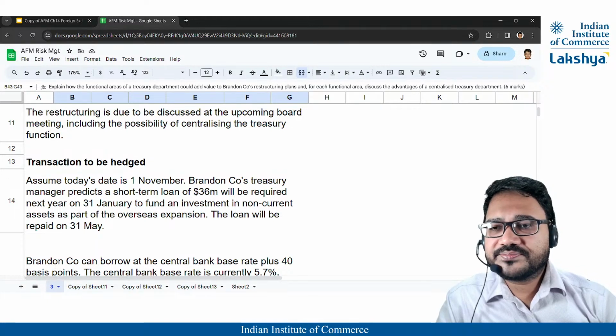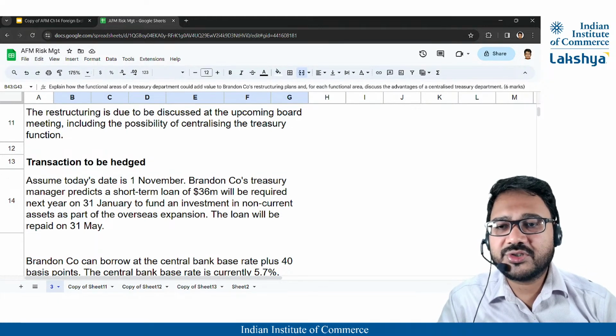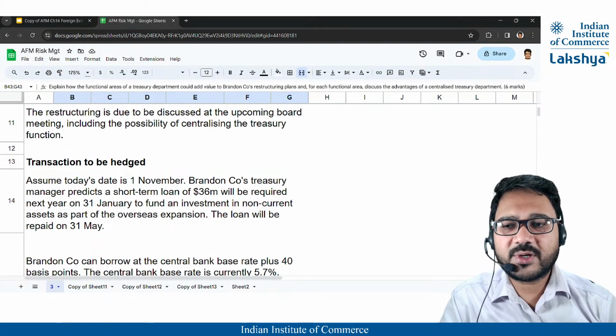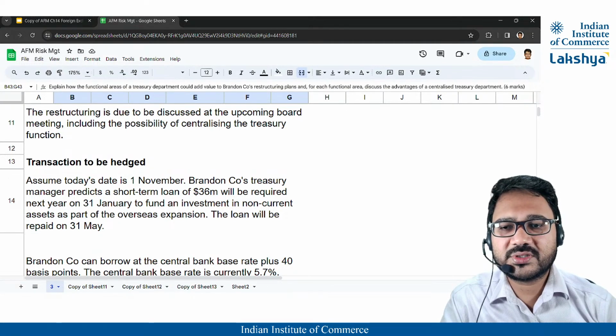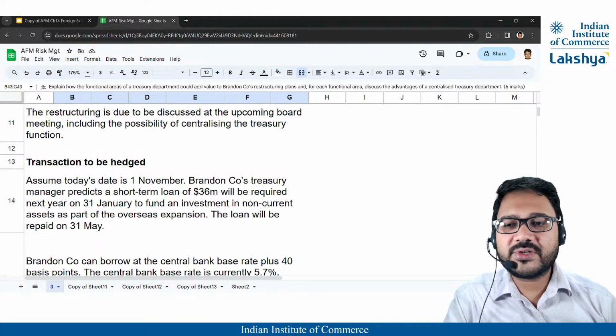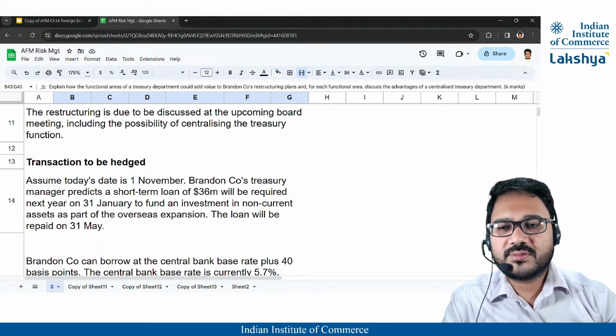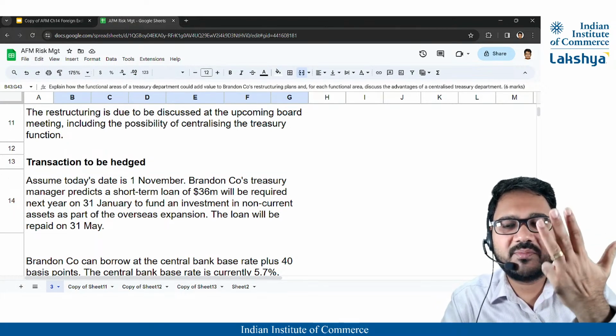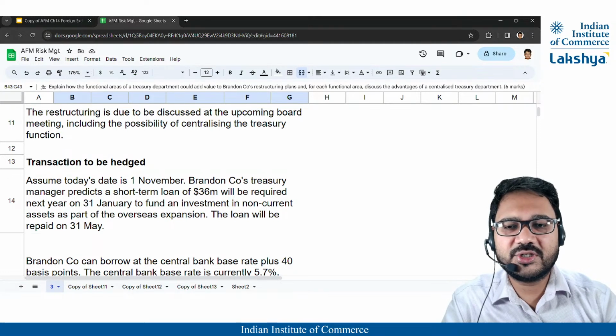Okay. Transactions to be hedged. Now, assume today's date is 1st of November. Brandon Company's manager predicts a short-term loan of $36 million will be required next year on the 31st of Jan to fund an investment in non-current assets as part of the overseas expansion. The loan will be repaid by 31st of May. So, Jan end, we need the loan. Feb, March, April, May, so for 4 months we need the loan.